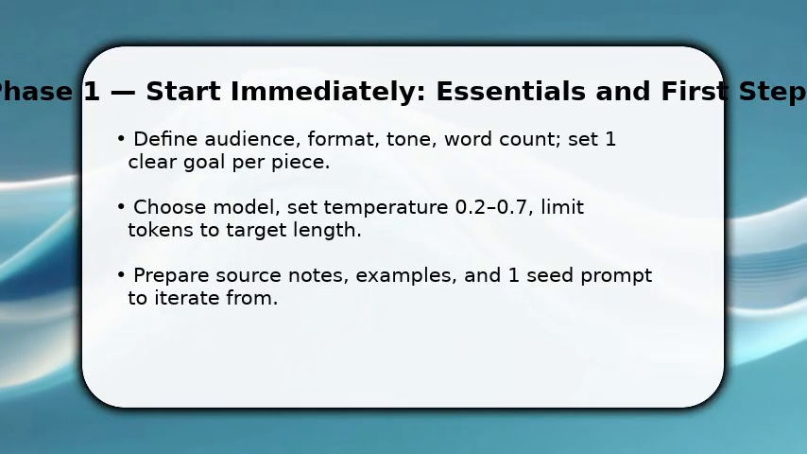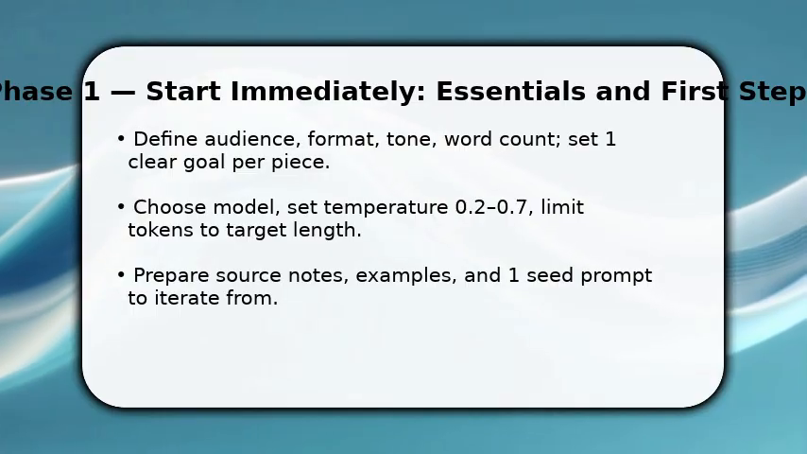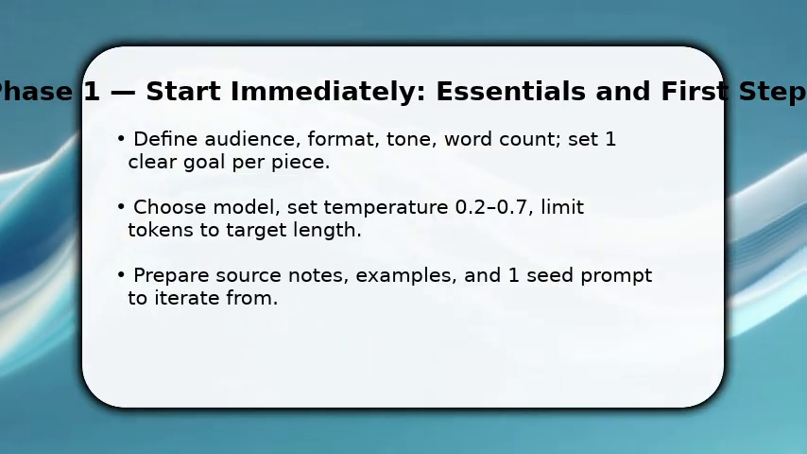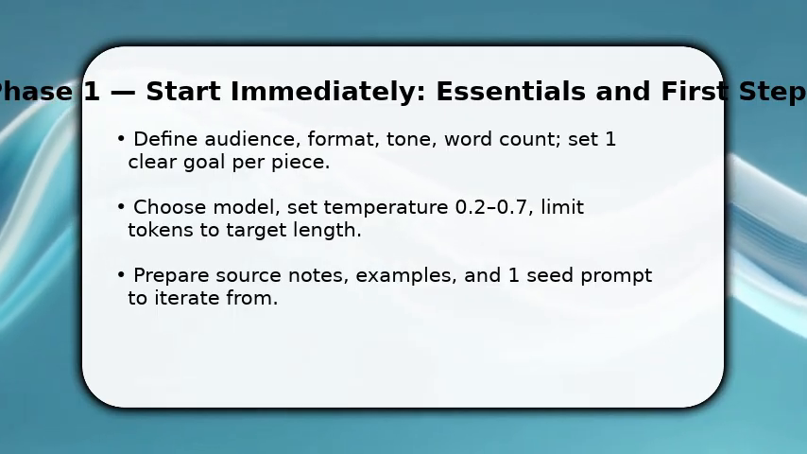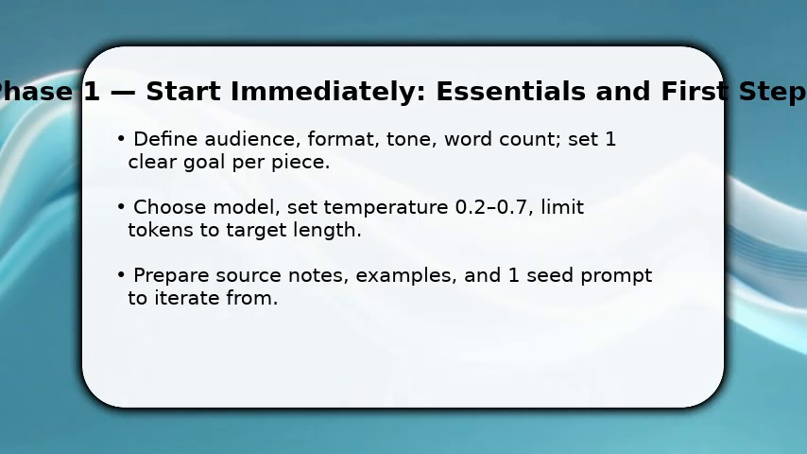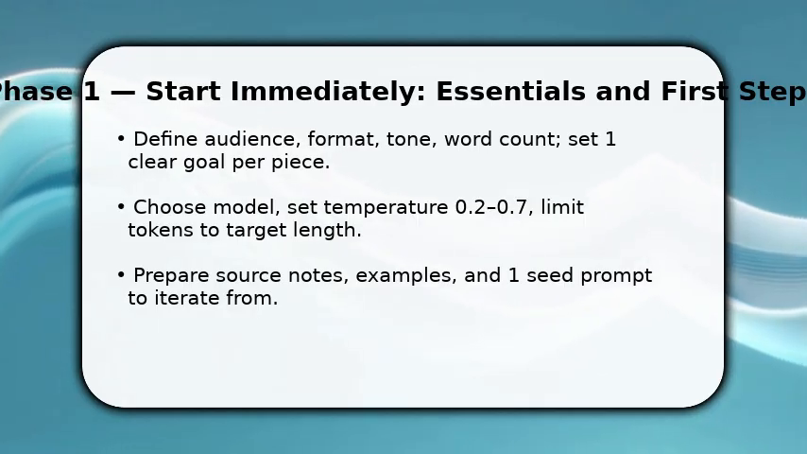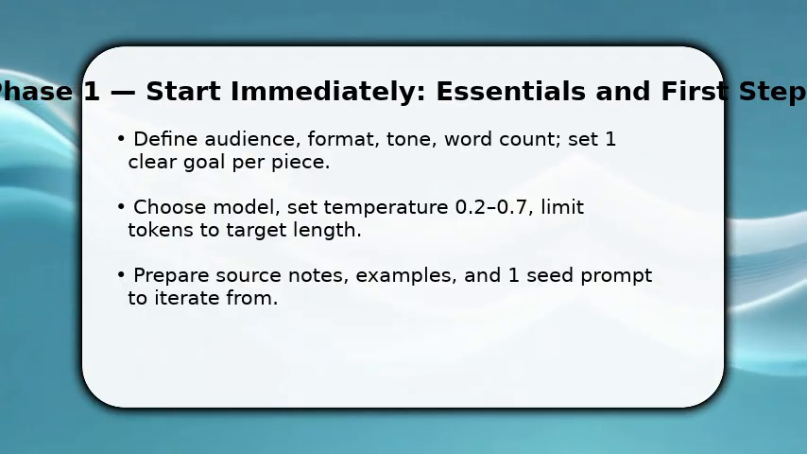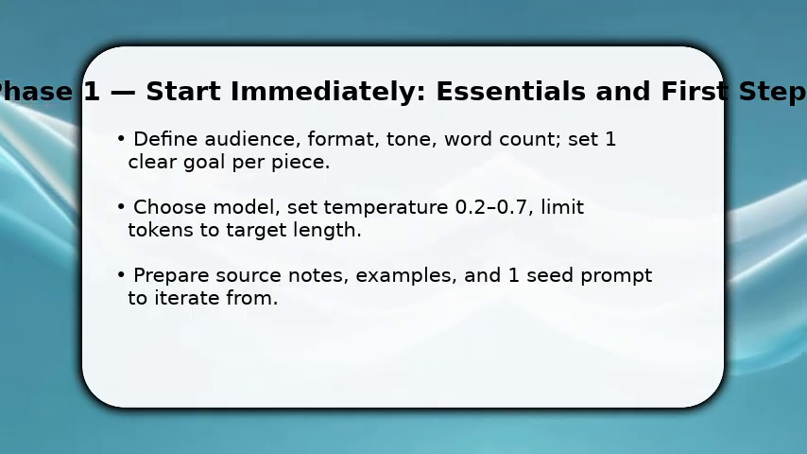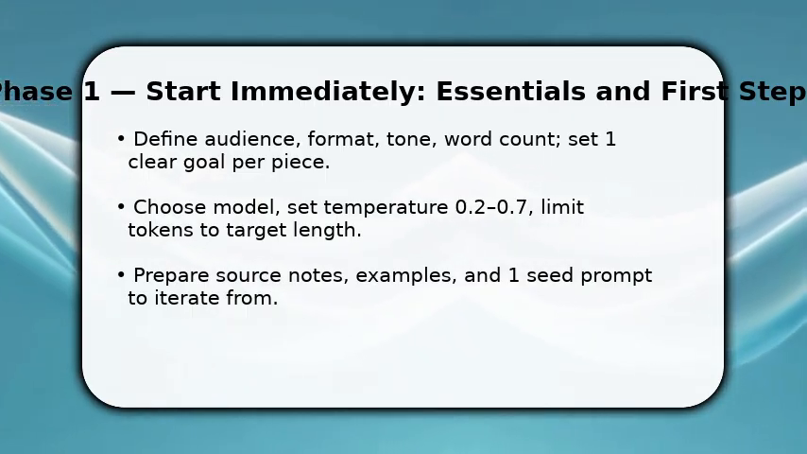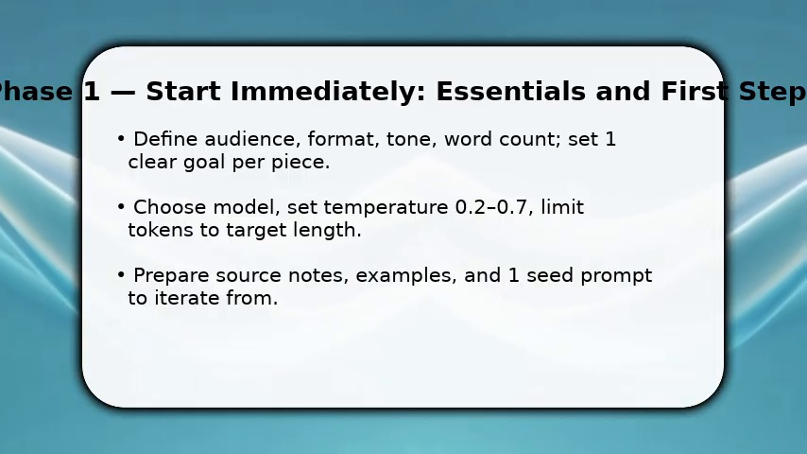You begin by locking down what matters: audience, format, and one clear goal for this piece. Create source notes and examples so the model has context, and pick a model with a temperature between 0.2 and 0.7. Once done, send a focus seed prompt that includes tone, word count, and a style example. Make sure to limit tokens to your target length. This gets you a usable first draft fast, rather than starting from an empty page.